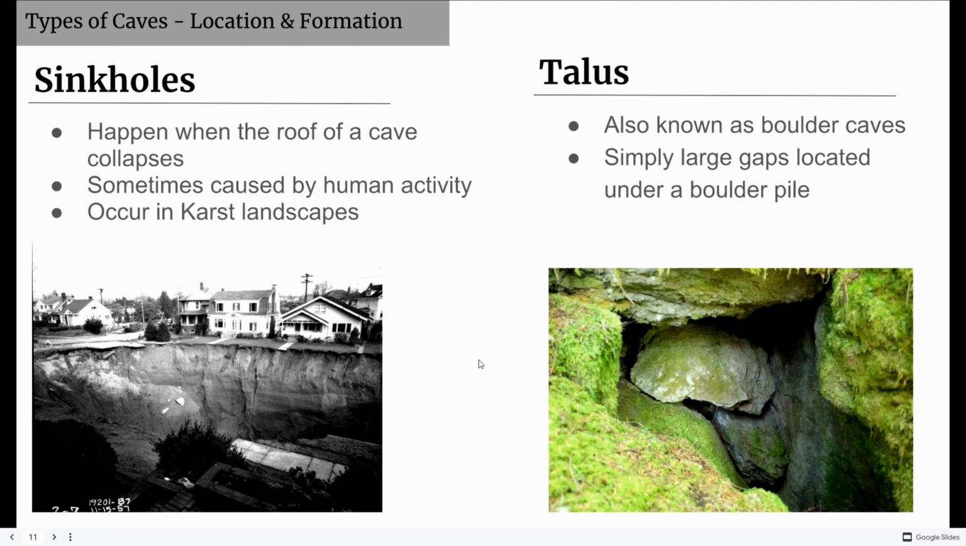Talus. A talus is going to be our last type of cave that we're going to talk about. It's also known as a boulder cave. It's basically an opening in the ground. It has a bunch of boulders there that block it off. All of these gaps in the boulder pile are what we're looking at here. This is a talus with a bunch of boulders and all these gaps behind it here.